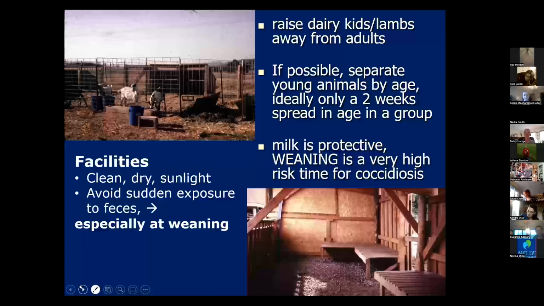Milk is protective, so weaning is a very high risk time for coccidia. It's stressful, and then they don't have the milk as well. And again, keep things clean and dry, get sunlight if you can, and be especially careful at weaning.